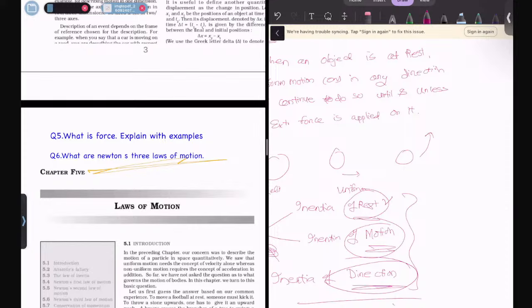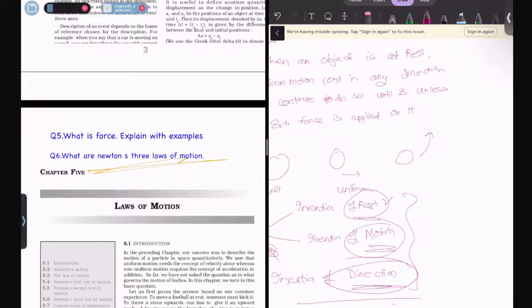Same goes for the motion. When you are in a bus, when the bus is moving in a uniform motion, when the driver suddenly applies a brake, okay, since your lower part of the body is in contact with the bus, it will stop immediately along with the bus.